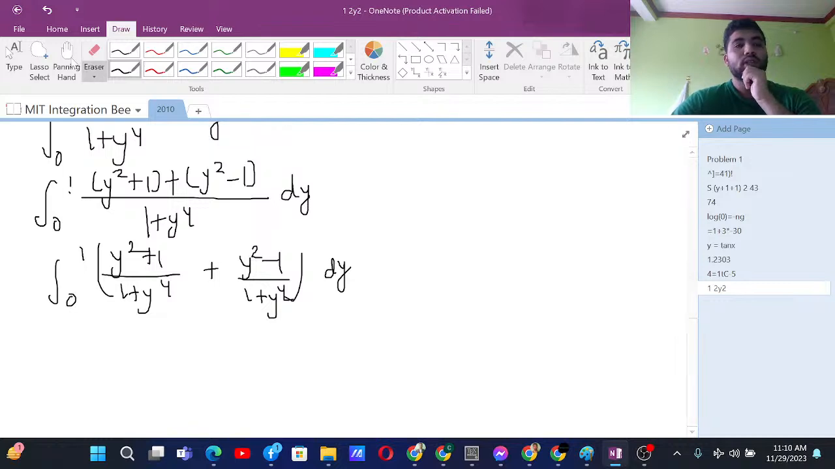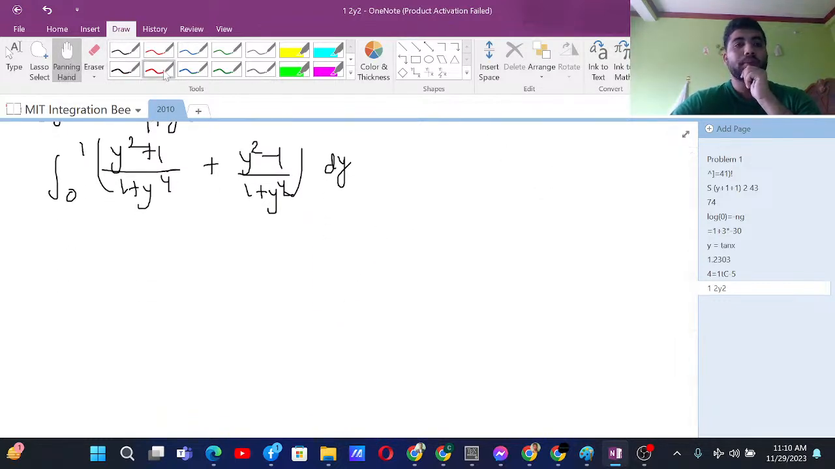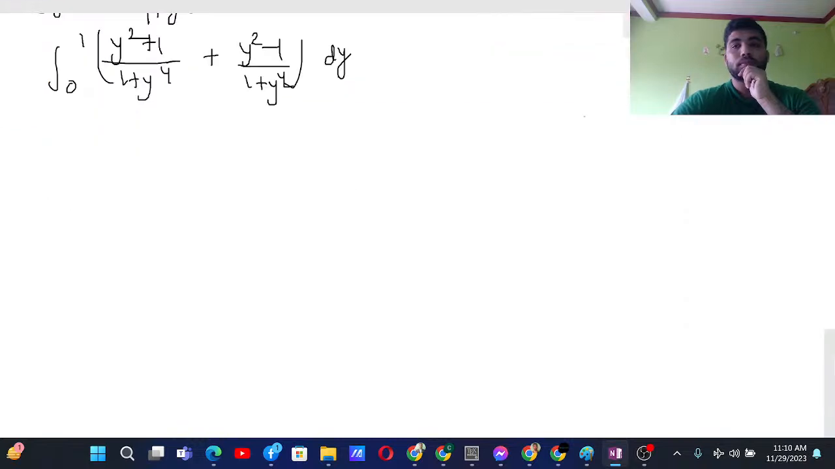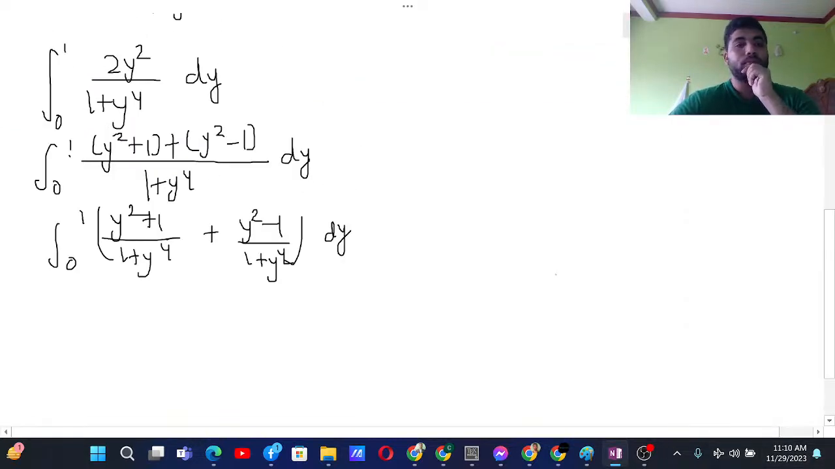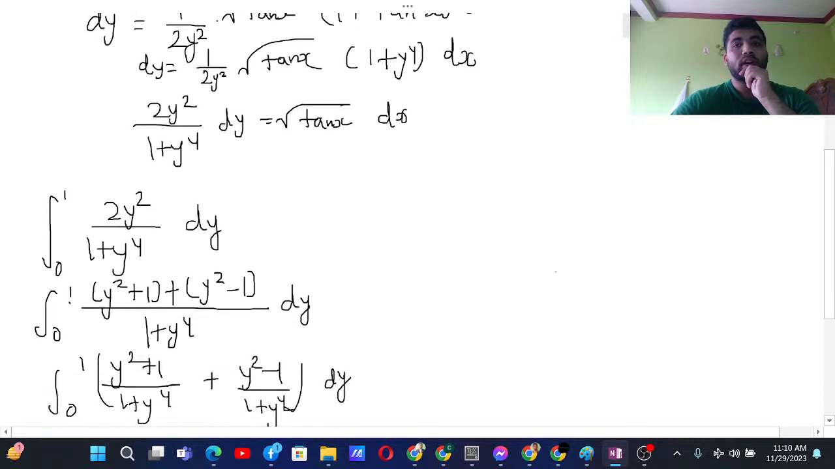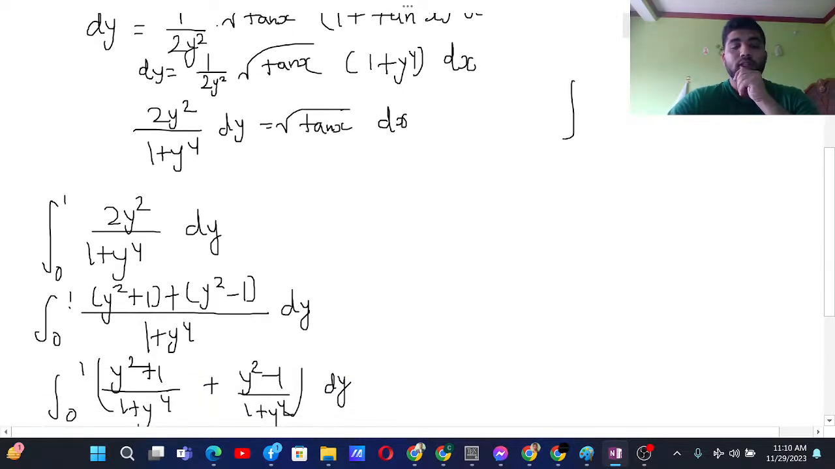Now let's deal with these integrals individually. Okay, so we have a space over here, so I will use this space. The integral from 0 to 1 y square plus 1 by 1 plus y to the power 4.